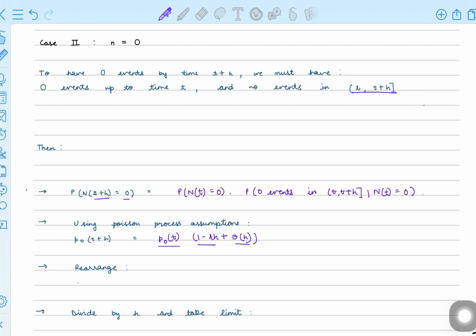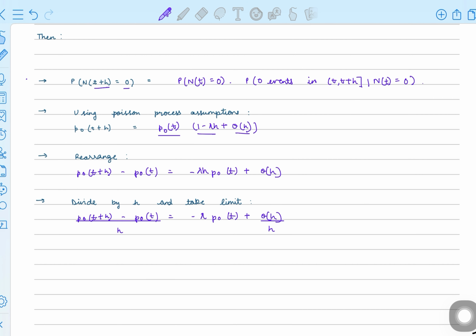This gives us. We now divide this equation by h. After that, we take the limit h tends to 0. Using the definition of the derivative on this equation, we obtain d by dt of p of t with the subscript 0 is equal to minus lambda into p of t with the subscript 0.